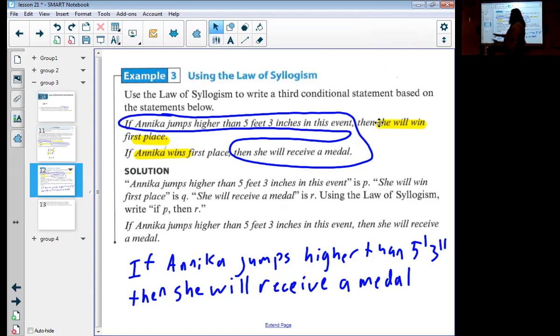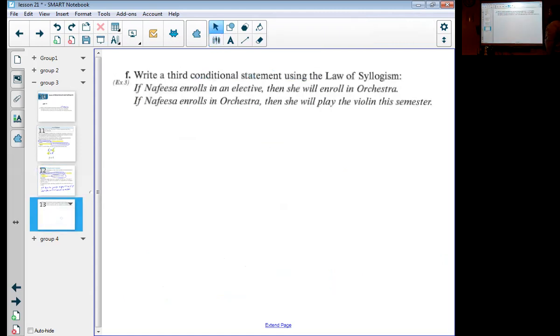So now let's go back to our question. You should have in your notes: write a third conditional statement using the law of syllogism. So here we are looking for something that is the same. One has to be a conclusion and the other has to be a hypothesis. If Nafisa enrolls in an elective, then she will enroll in orchestra. If Nafisa enrolls in orchestra, then she will play the violin this semester. So she will enroll in orchestra, she enrolls in orchestra. Those two things are the same.